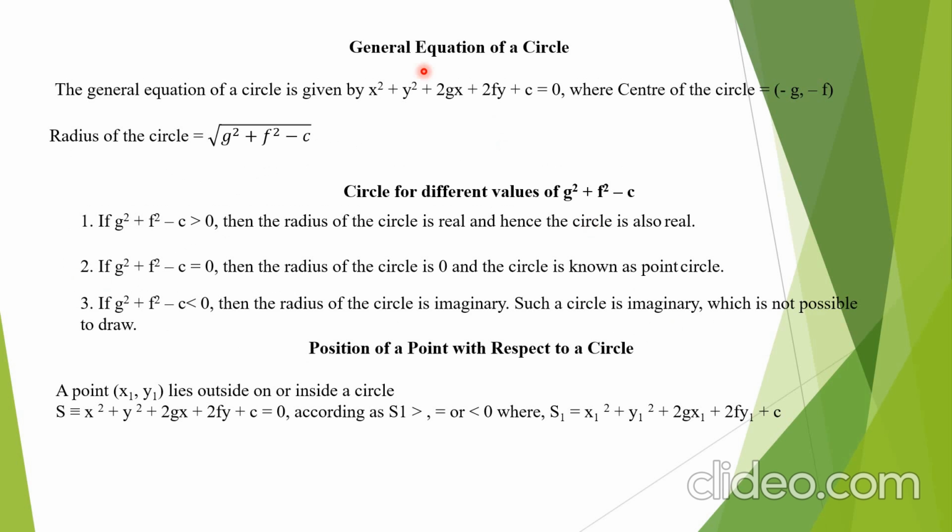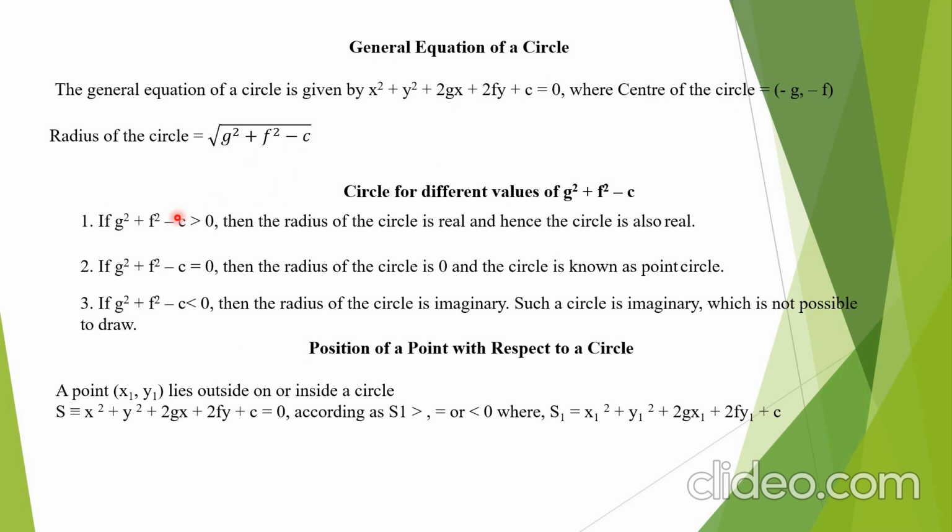Now we learn what is the general equation of the circle. x square plus y square plus 2gx plus 2fy plus c equals 0 is called the general equation of the circle. Here, what is the center? Center is (-g, -f). What is -g? Minus g is minus half of the coefficient of x, and minus f is minus half of the coefficient of y, and radius is root of g square plus f square minus c.